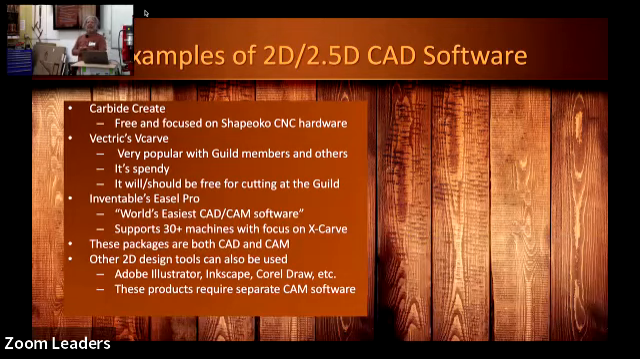Some examples of 2D, 2.5D software. Carbide Create is an example. It's the stuff that comes bundled with Shapeoko. It comes for free. It supports some other CNC machines as well, but they really focus their connection between the software and the hardware on Shapeoko hardware. But if you wanted to download a version of it and check it out, you certainly can.